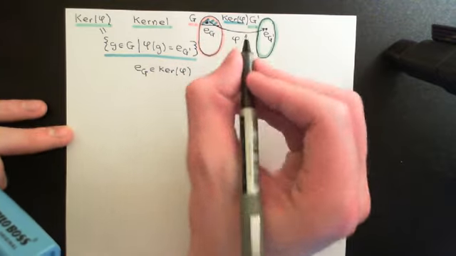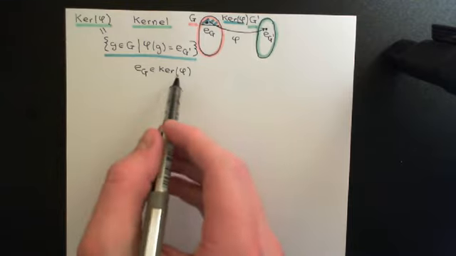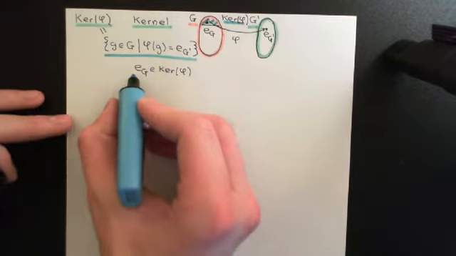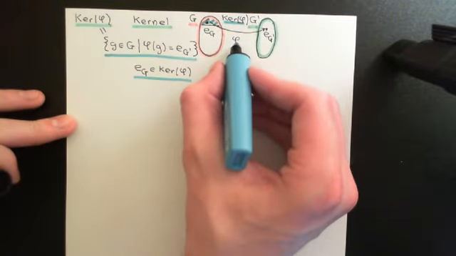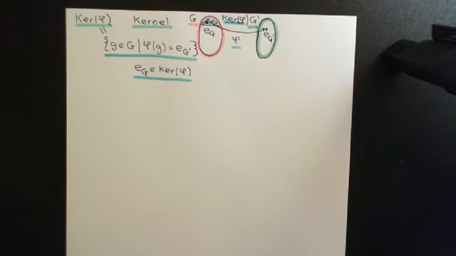If phi is an isomorphism, then this will be the only element in the kernel of the homomorphism. So the kernel of the homomorphism will be a very small set. However, if the homomorphism phi is not bijective, then since we've assumed it's surjective, that means it's not injective. That's the only way it can fail to be bijective, okay?